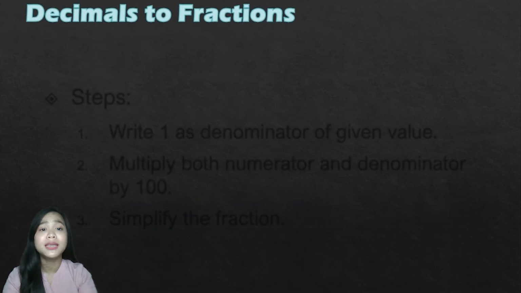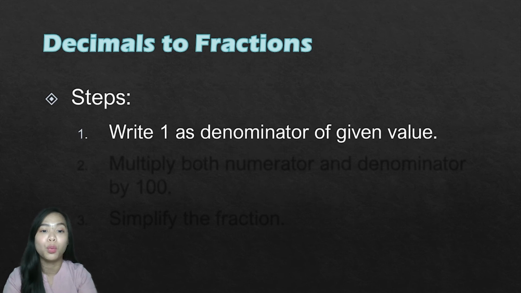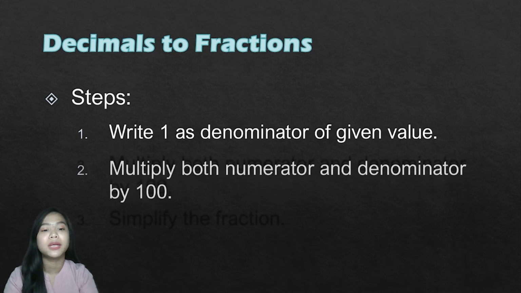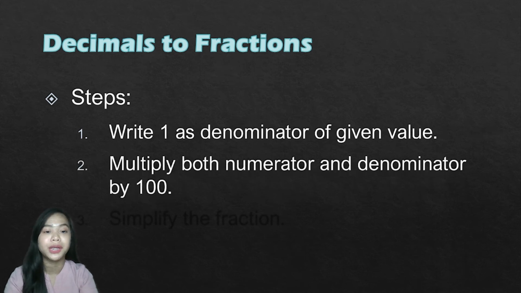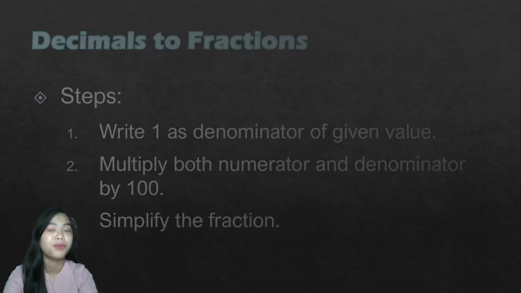Now, let's convert the decimals into fractions. So we have 3 steps. So first, we need to write 1 as the denominator of the given decimal form. And then we multiply both numerator and denominator by 100. And of course, we just need to simplify or reduce our product fraction.